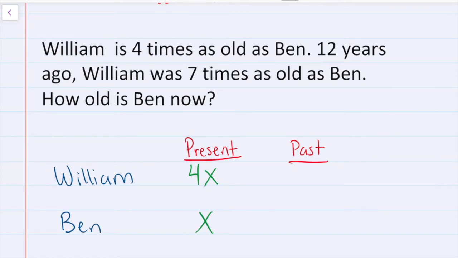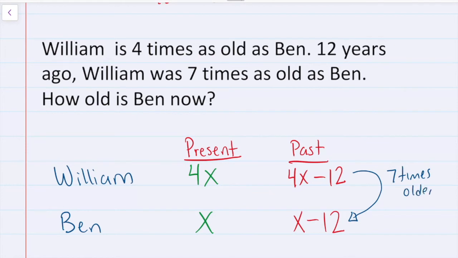Now we're going back to 12 years ago. Well, guys, if Ben is x right now, if we go back 12 years in time, isn't that x minus 12? And guys, same thing for William. He's still the same age, so don't we also say minus 12? Okay, so far so good. But who's older in the past, William or Ben? In the past, William is 7 times older, correct? William is 7 times older, as it says right here.